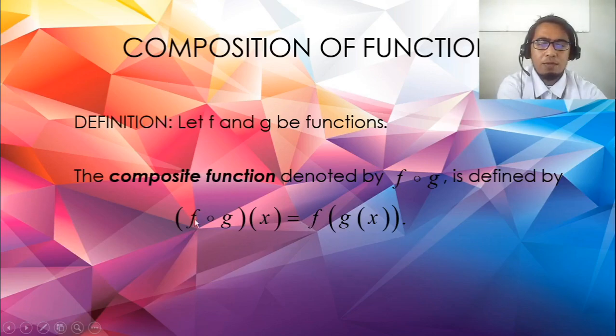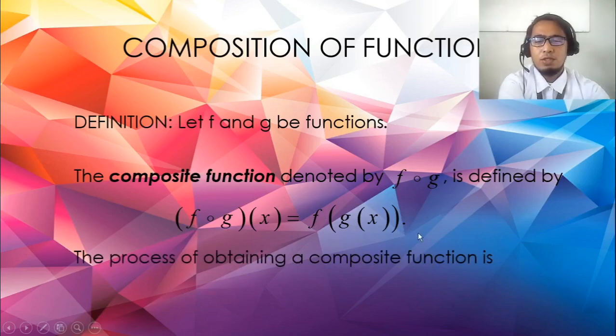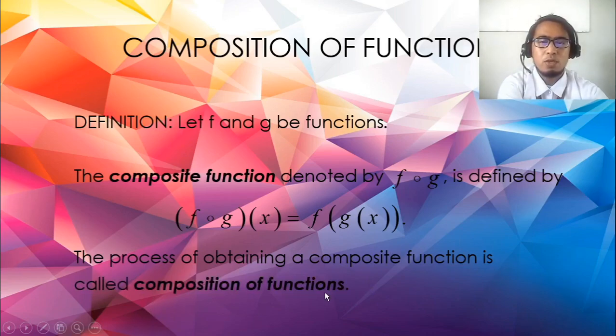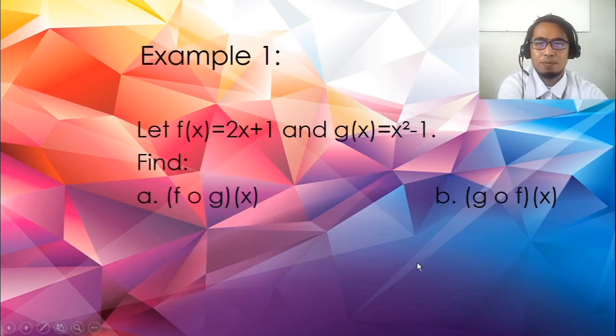So if you will have this, it is just f of g of x. The process of obtaining a composite function is called composition of function. To understand it thoroughly, let us consider this example. We let f of x be equal to 2x plus 1 and g of x be equal to x squared minus 1. We are asked to find f composition of g of x and g composition of f of x.